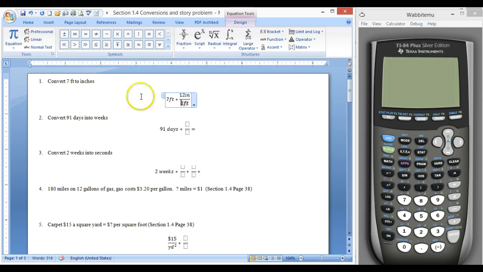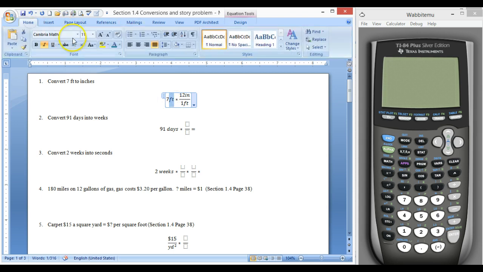There we go. Now I have feet on the top and feet on the bottom, which means they can cancel out. So I'm going to use my strike through feature over here to cancel out the feet. I no longer have feet. The unit of feet is gone because I have canceled it out with the top and the bottom, and I'm only left with inches. So now I need 7 times 12 for my inches, which you have done in your memorization of multiplications. So 7 times 12 gives me 84.